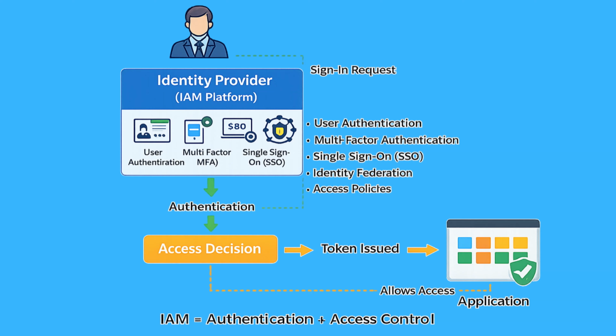A widely used IAM platform today is Microsoft Entra ID, previously known as Azure Active Directory. For example, when an employee logs into Microsoft 365, the IAM platform verifies their credentials and ensures that the user is allowed to access that service. In simple terms, IAM answers the question, who are you and can you access the system? But IAM alone does not decide whether a user should have access in the first place. That responsibility belongs to the next layer, identity governance.